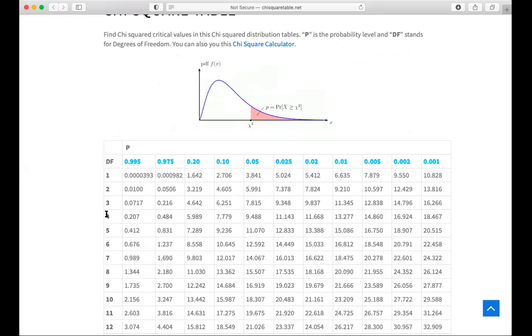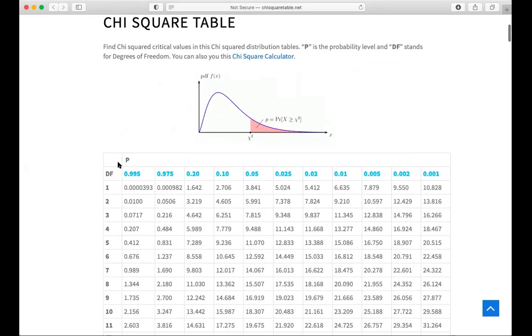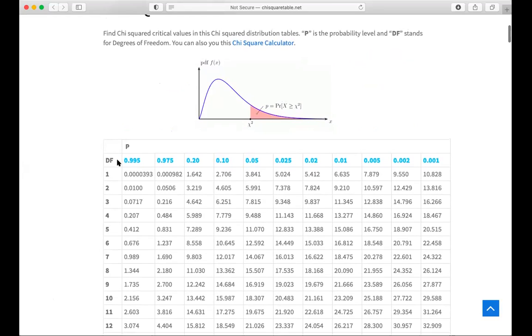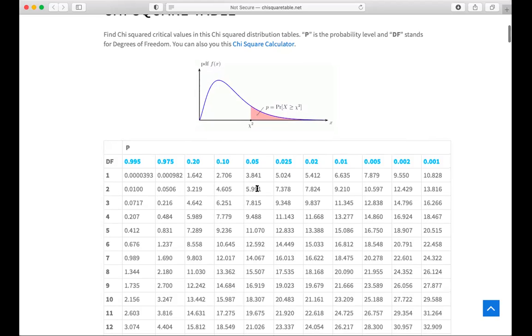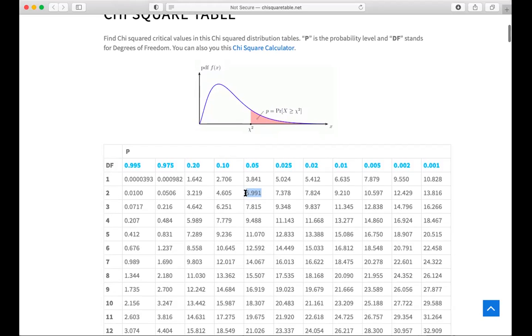This is the table that I linked to in the handout there. This table here has the different p-values. We had a 5% significance, so by p they mean the significance. In other words, that's our alpha, and we had 0.05 as our alpha. We had 2 degrees of freedom, so 5.991 was our critical value. So that value there is how we got our critical value of 5.99.